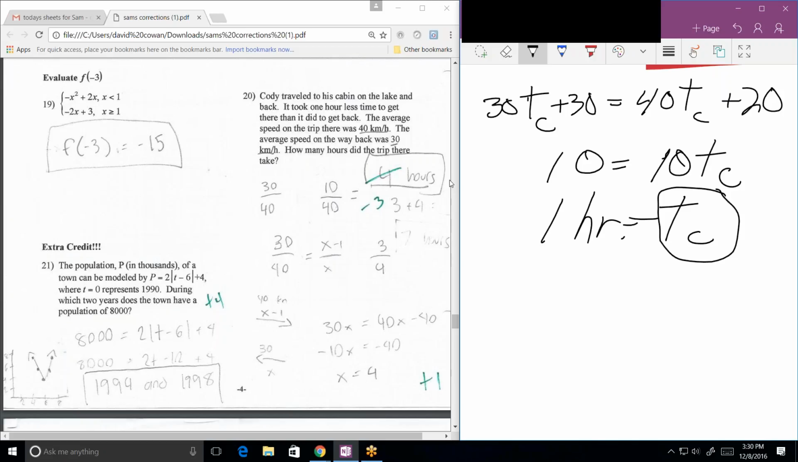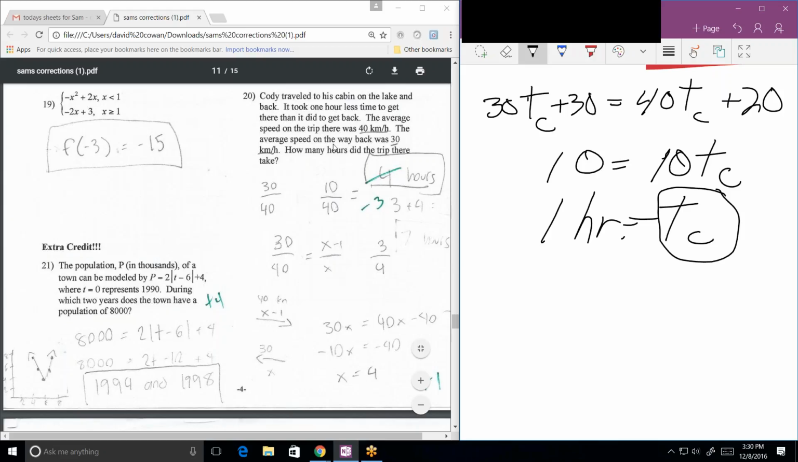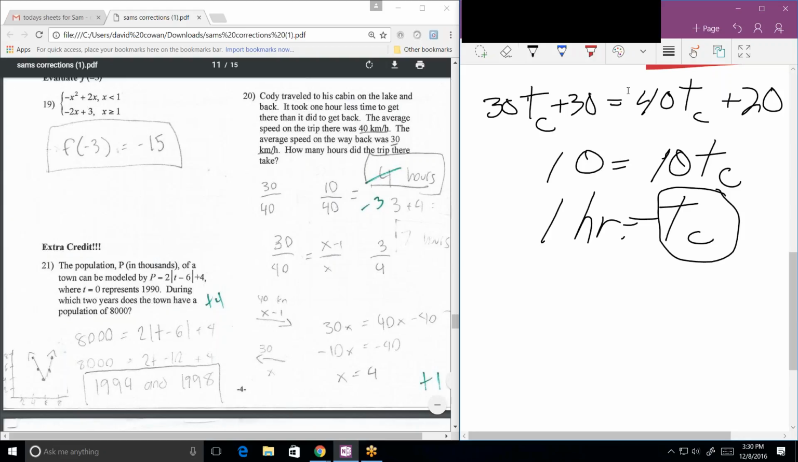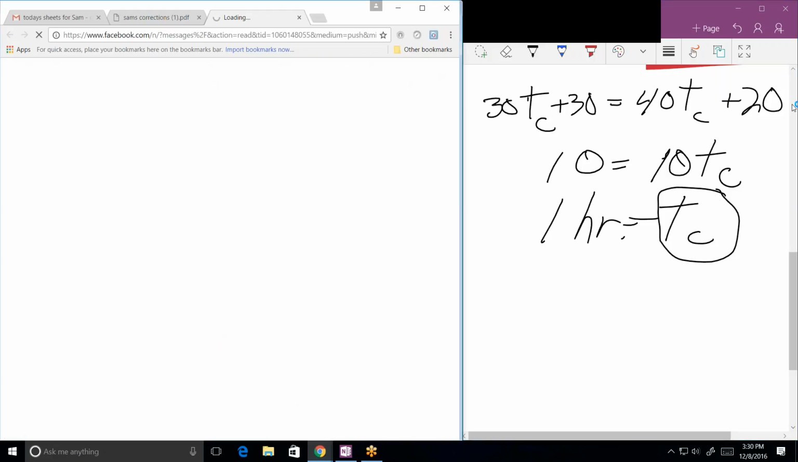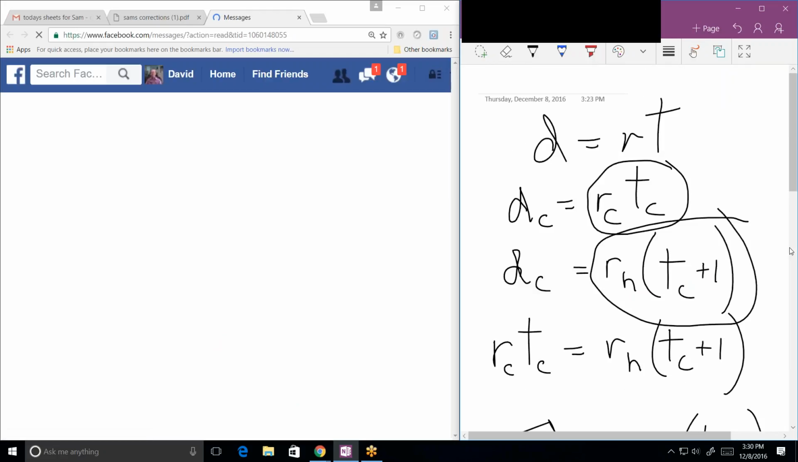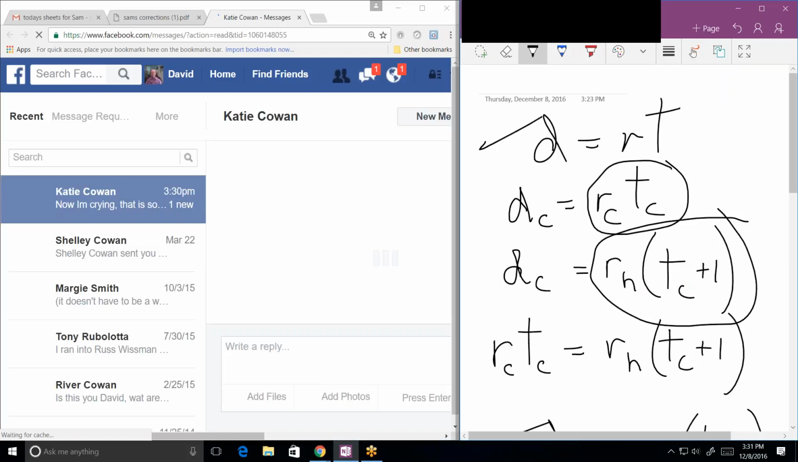Now, these distance, rate, time problems are probably some of the toughest word problems you'll ever run across. And the way to solve these is always, always start with your general equation. You really cannot get anywhere if you don't start with that.